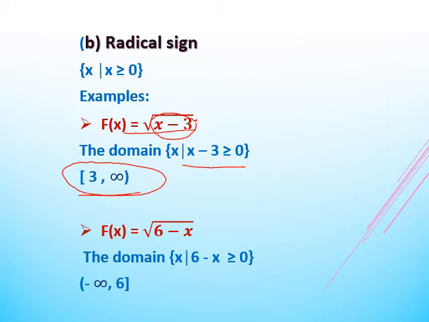For the domain, we take the value under the root sign, or the radical sign, set it greater than or equal to 0, and solve the inequality. So the interval will be negative infinity to 6, a semi-closed interval.